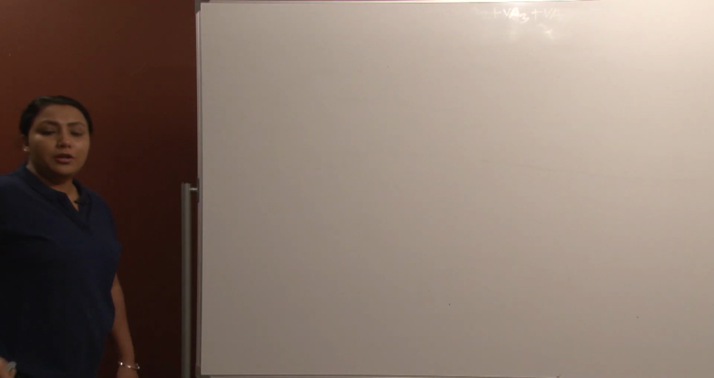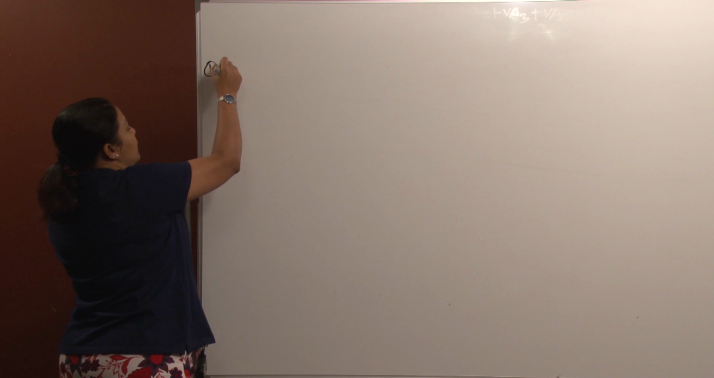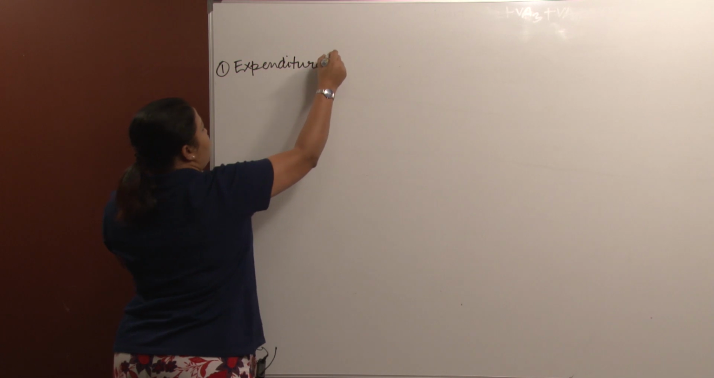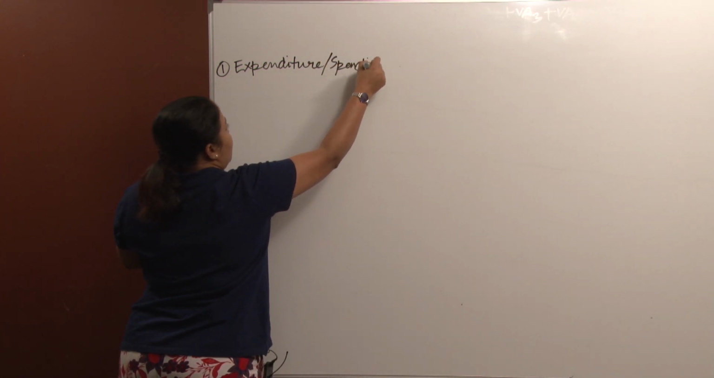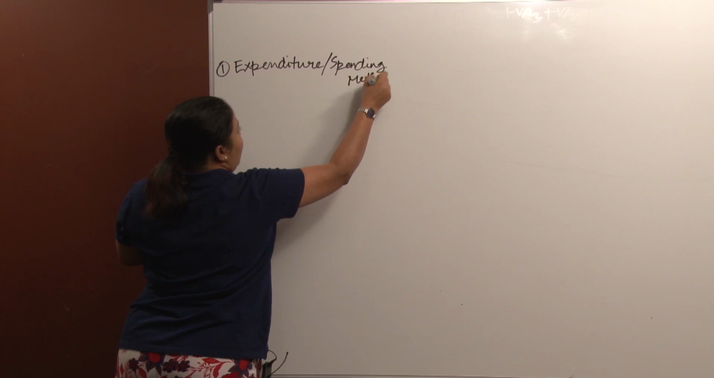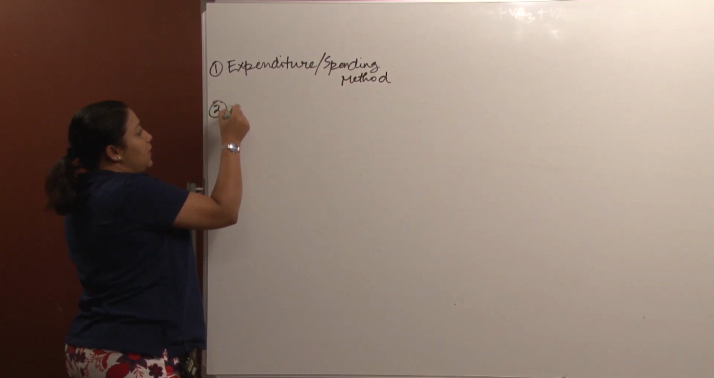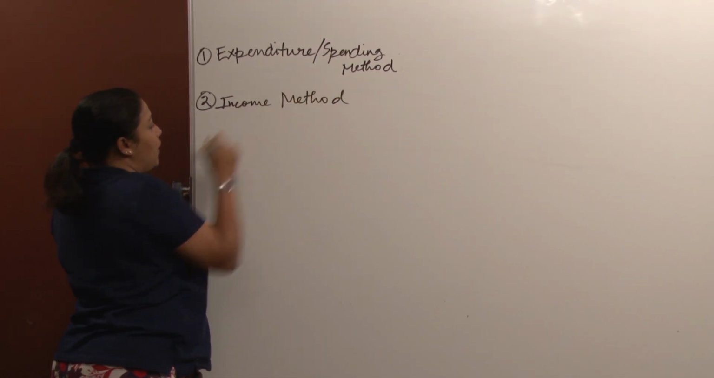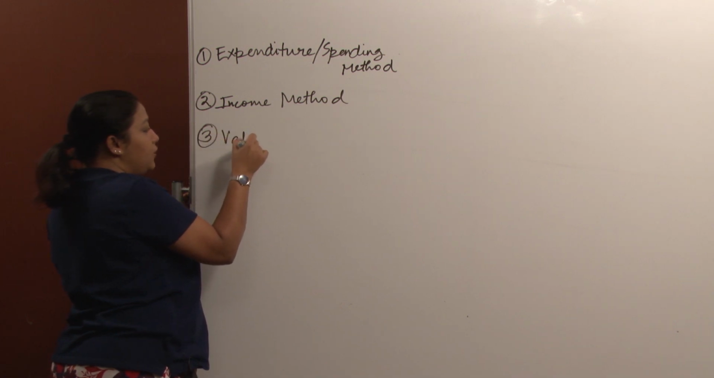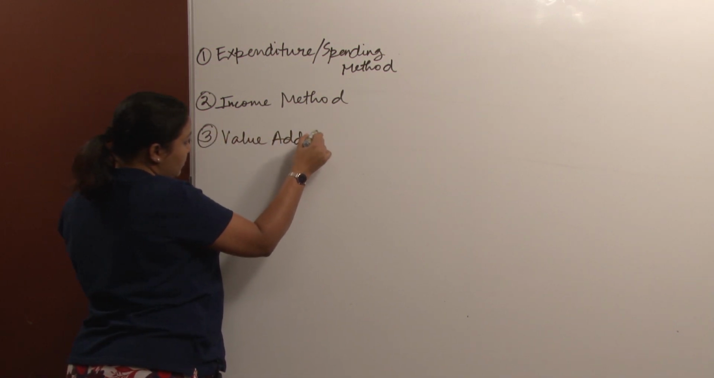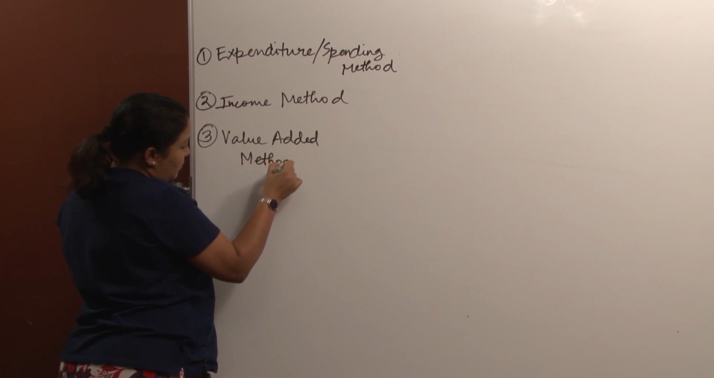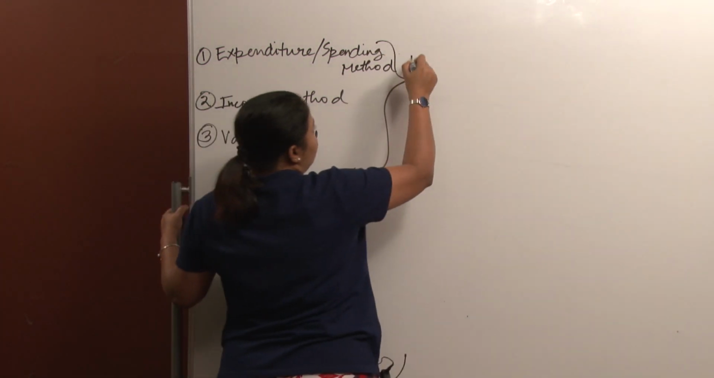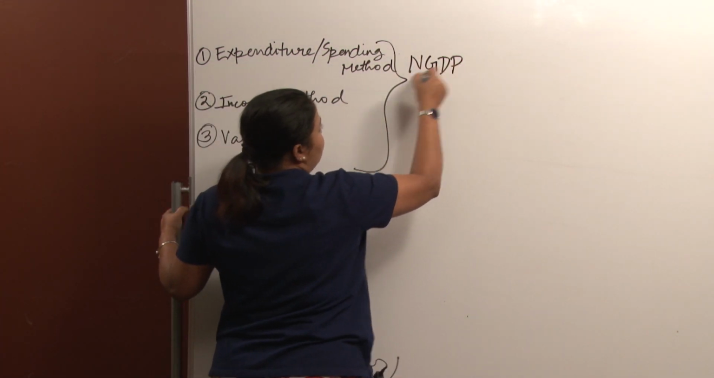So, we talked about three methods for calculating the GDP: the expenditure or spending method, the income method, and the value added method. Okay. So, we talked about these three methods which give us the nominal GDP, abbreviated as NGDP.